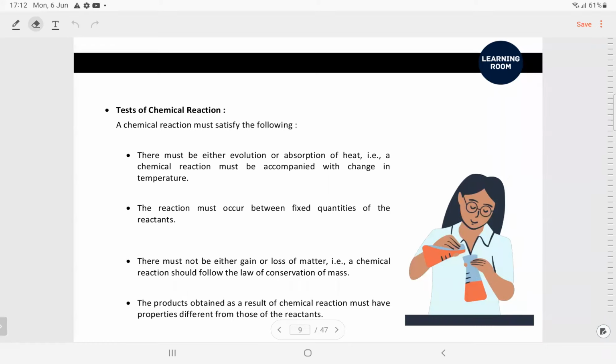Releasing is an exothermic reaction. Okay, so do you think only these two kinds of things will be happening in a chemical reaction? No, many more things will be happening. And the reaction must occur between fixed quantities of reactants. What do you mean by fixed quantities? Yes, there should be fixed volume, fixed quantity, so that the product generated will also be equal, so that the mass will also be equal.